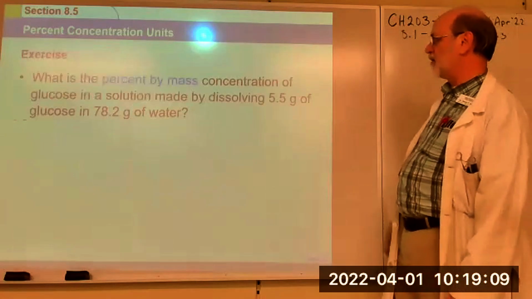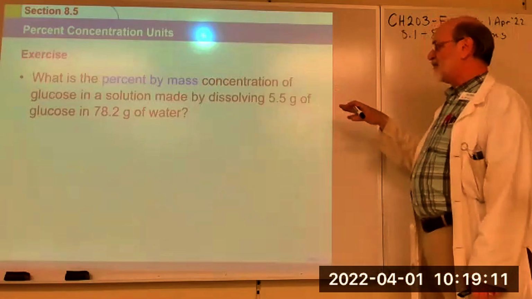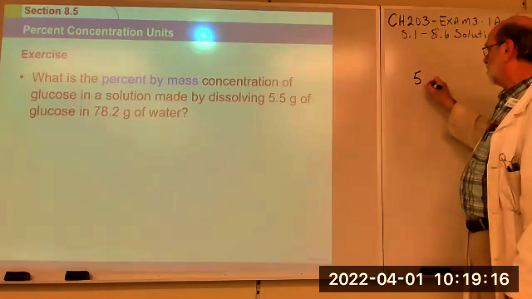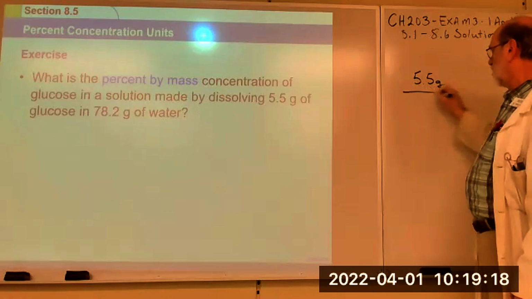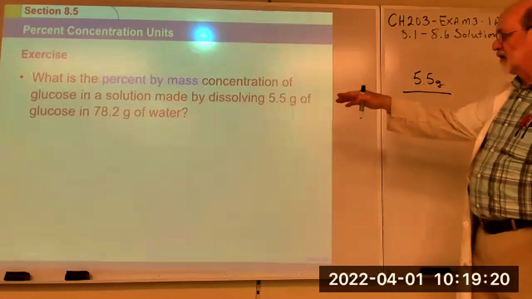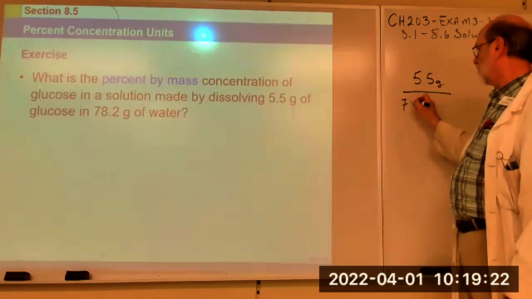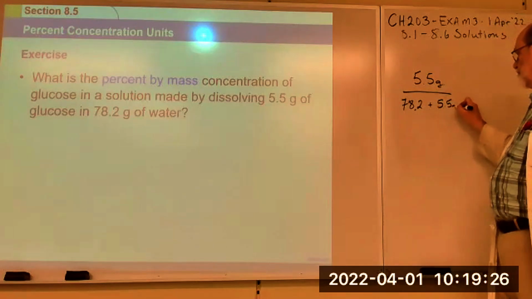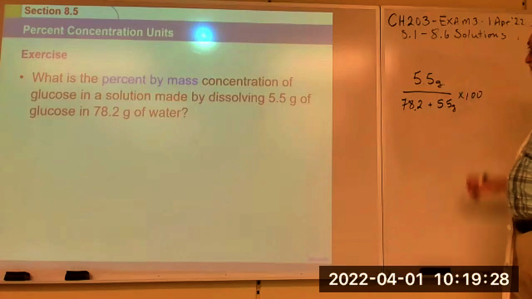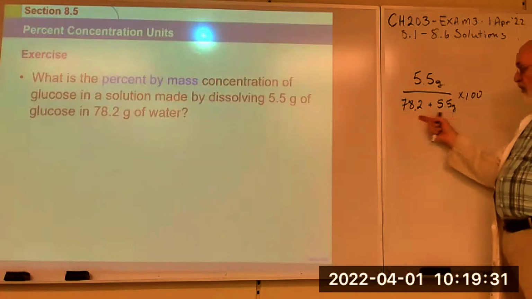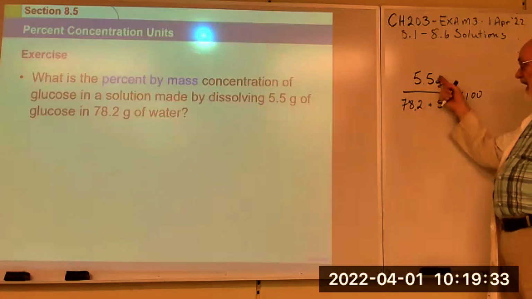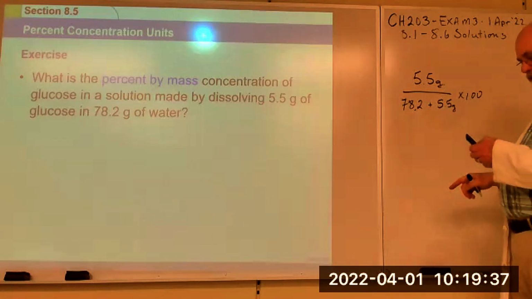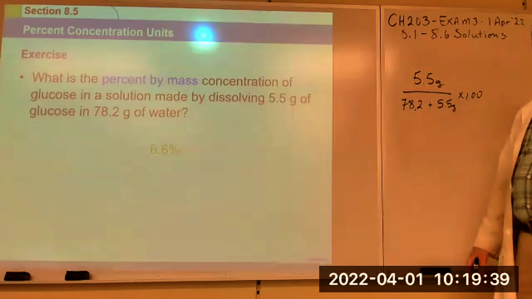See if we got a sample problem. Yeah, we do. Percent by mass, calculate that for 5.5 grams of glucose in 78.2 grams of water. There you go. The total mass of the solution is this, that plus this, times 100. So that should give us 6.6%.